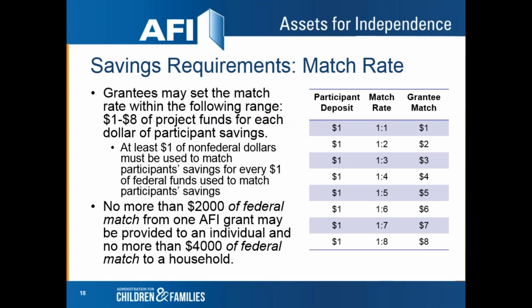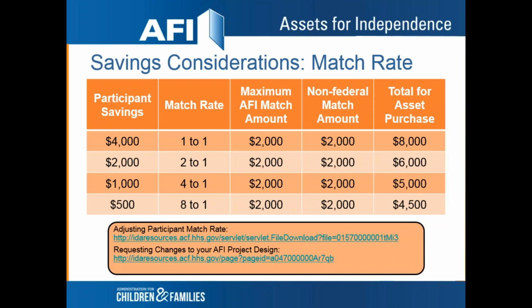Another key AFI program requirement is the match rate. Grantees must match participants' earned income IDA deposits with the combined federal and non-federal project funds. There are 3 key requirements around the match rate. First, grantees may set the match rate within the following range: at least $1 and as much as $8 of project funds for each dollar of participant savings. Second, at least $1 of non-federal funds must be used to match participant savings for every $1 of federal funds used to match participant savings.